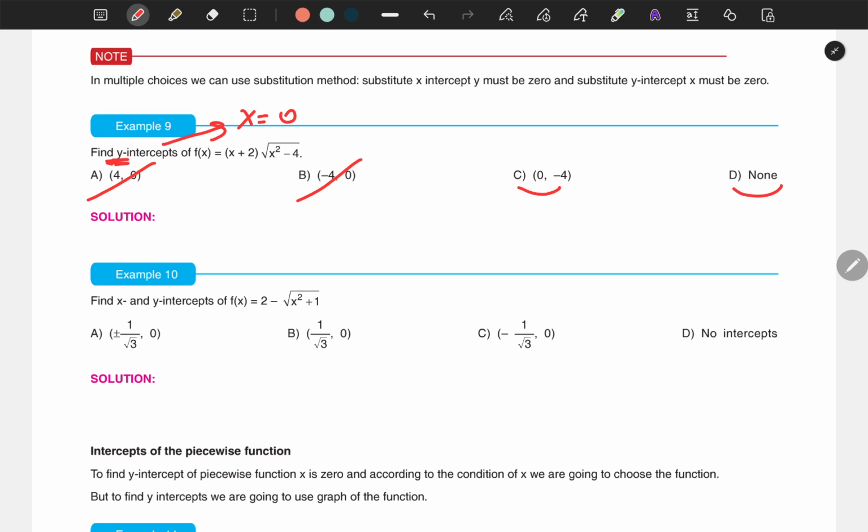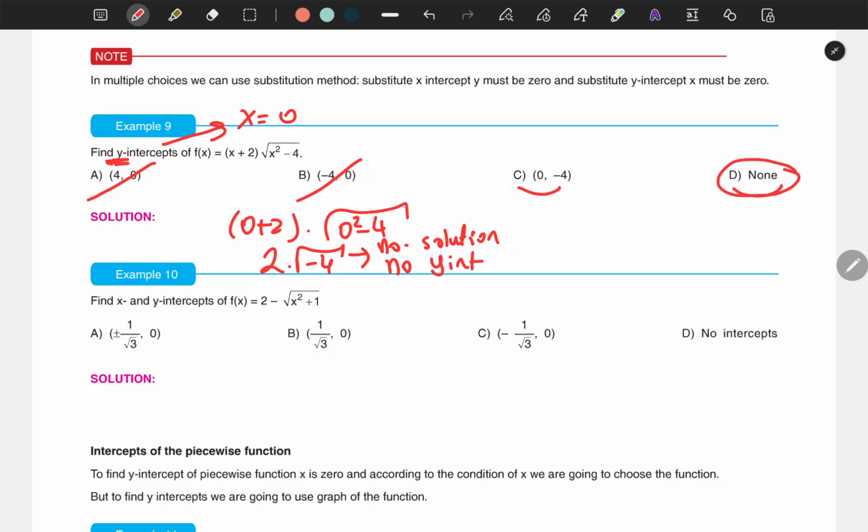If I replace 0 in the function, let me replace 0 plus 1 times 0 squared minus 4. Guys, 0 plus 2, 2. 0 minus 4, minus 4. Inside the square root, is it possible to become negative? No. It means that no solution. Guys, if I have no solution, it means no y-intercept, so the answer is no. Why? Because inside the square root becomes negative 4.